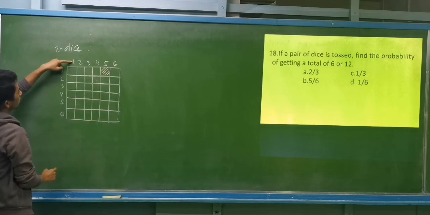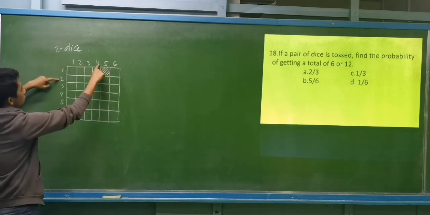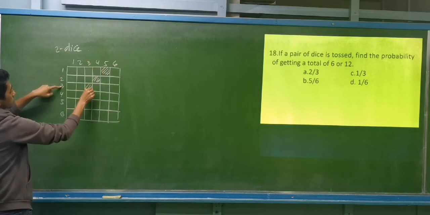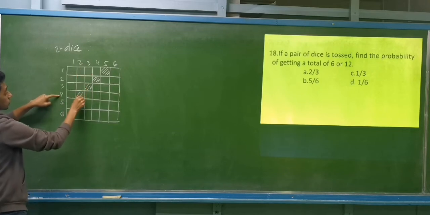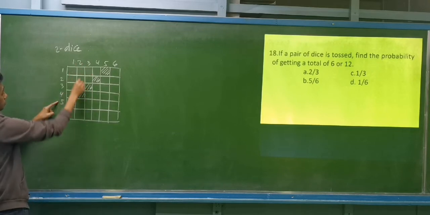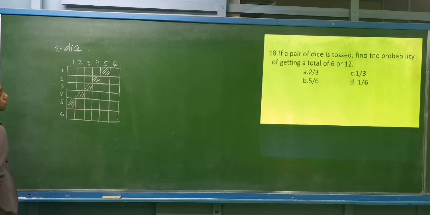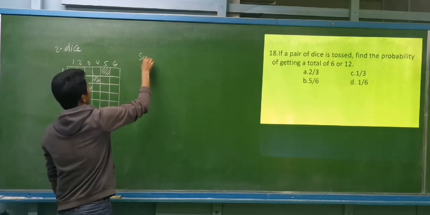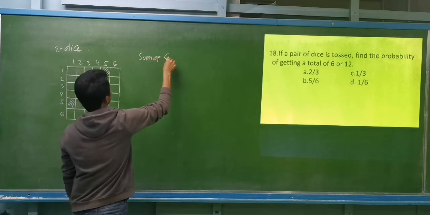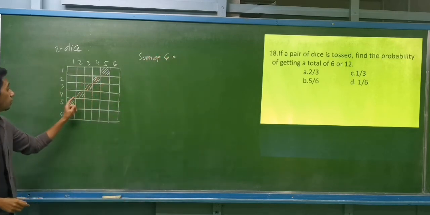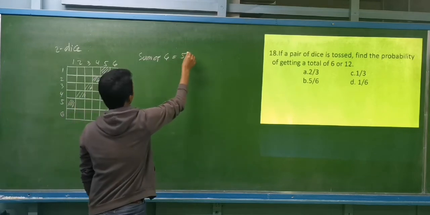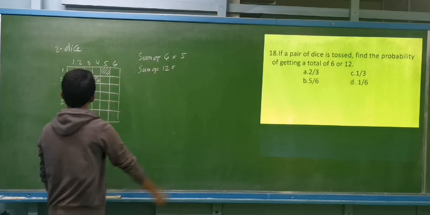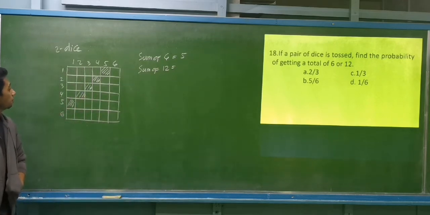Tapos, 2 plus 4 is also 6. Tapos, 3 plus 3 is also 6. 4 plus 2, 6 din yun. Tapos, 5 plus 1 is also 6. So, yun yung mga sum of 6. So, meron tayong sum of 6. Ilan yan? 1, 2, 3, 4, 5. 5. So, saan naman tayo magkakaroon ng sum of 12? So, isa lang naman yung pagkakaroon ng sum of 12.